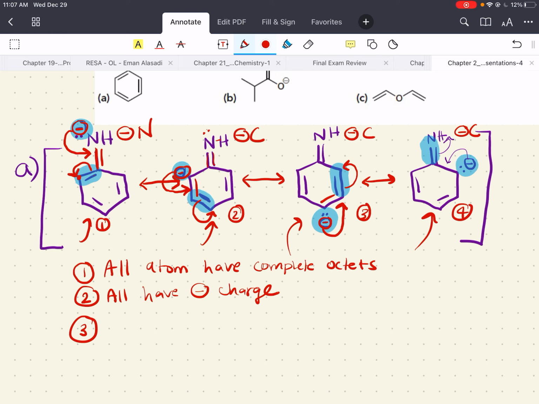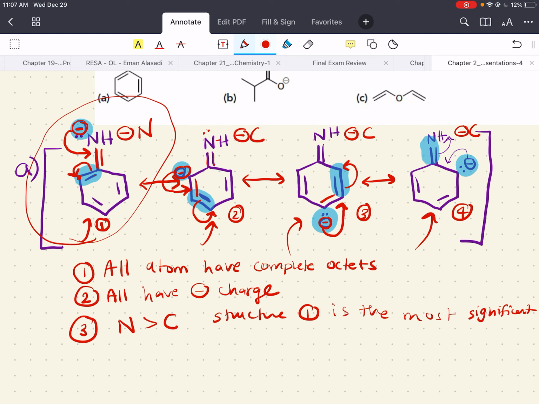All right, so now when we ask which resonance form has the formal charge on the more electronegative atom, well, we can say that structure number 1 has a negative charge on the nitrogen, which is more electronegative than carbon. We can write that nitrogen is more electronegative than carbon. So structure 1 is the most significant. Structure number 1, this one right here, is going to contribute the most to the resonance hybrid.